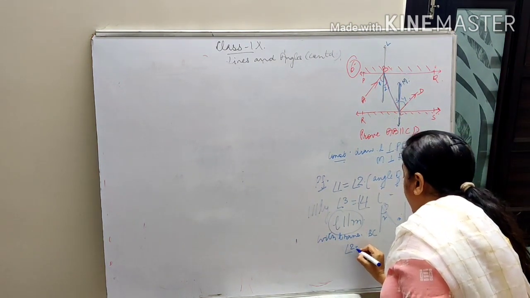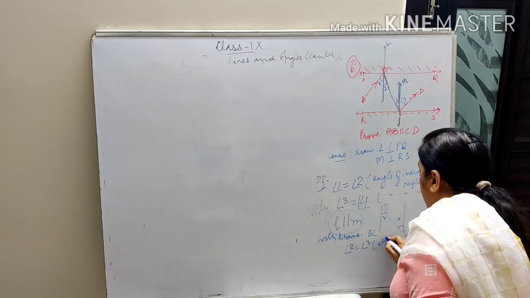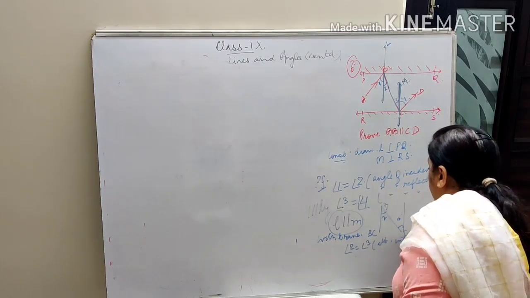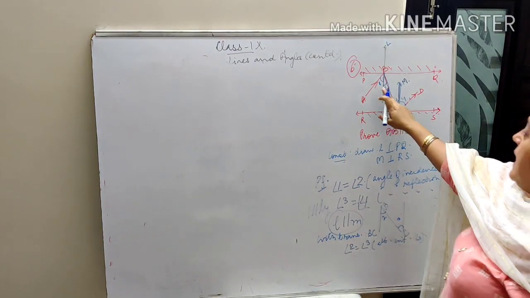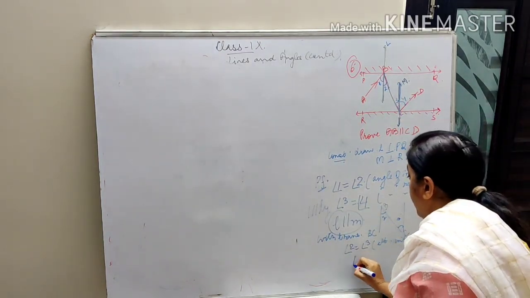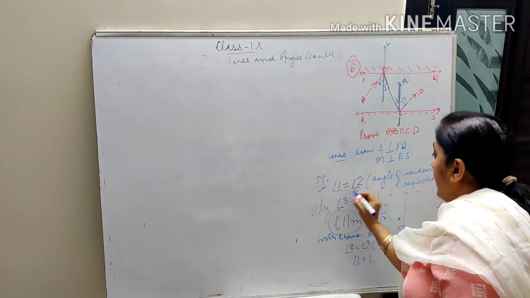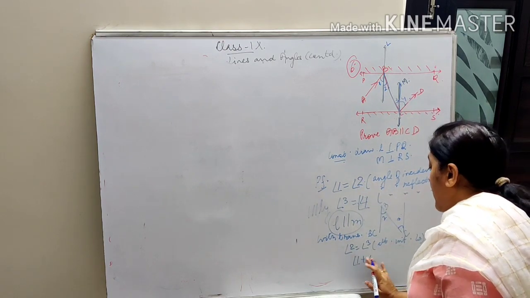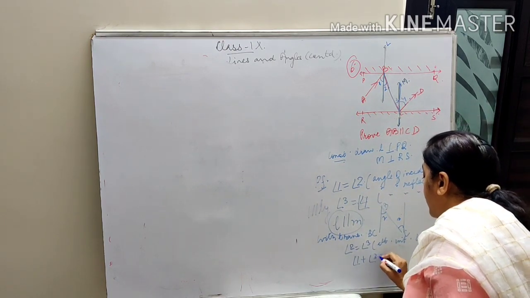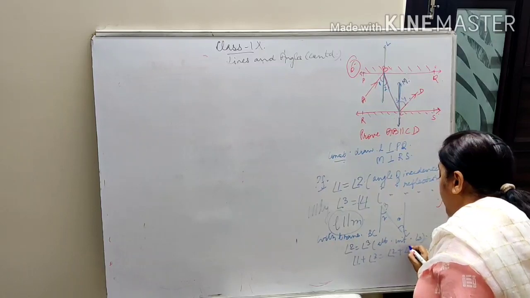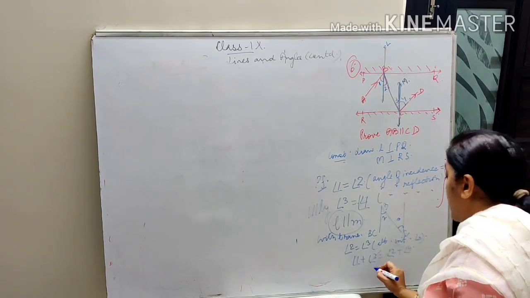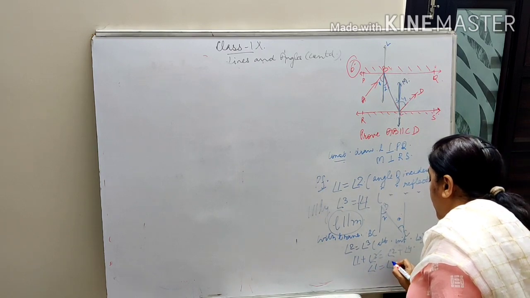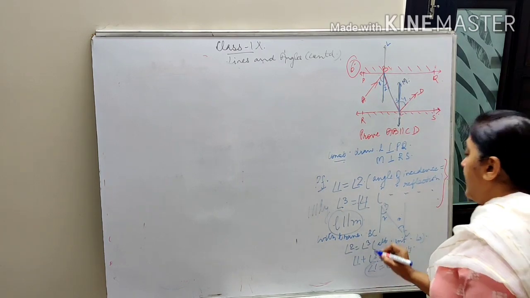Why? Alternate interior angles. Right? So that means if I add them, 1 plus 2, if I add these two, what will I get? 1 plus 3 is equal to 2 plus 4. But 2 is equal to 3, so I can cancel off. So 1 is equal to 4. This is the next thing I got.